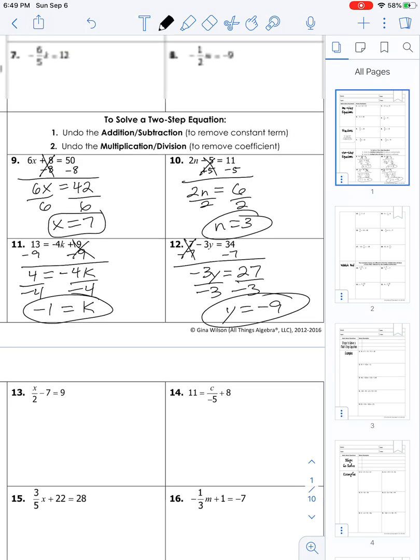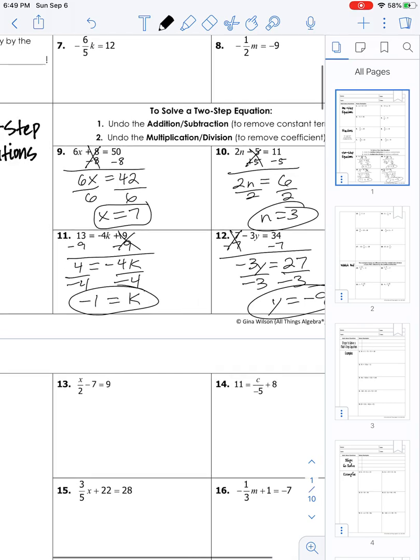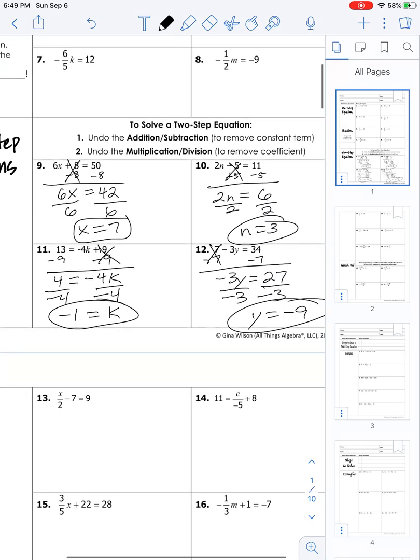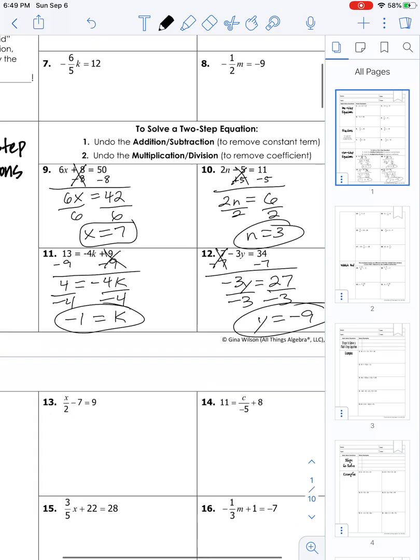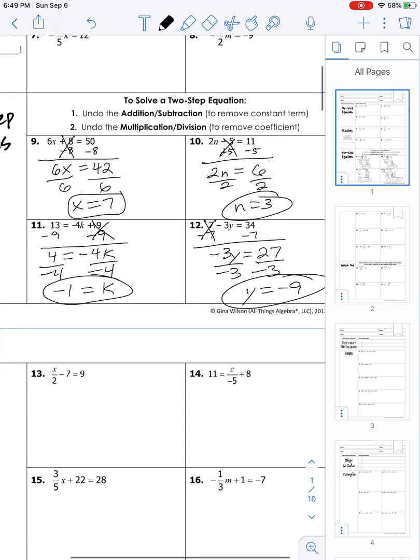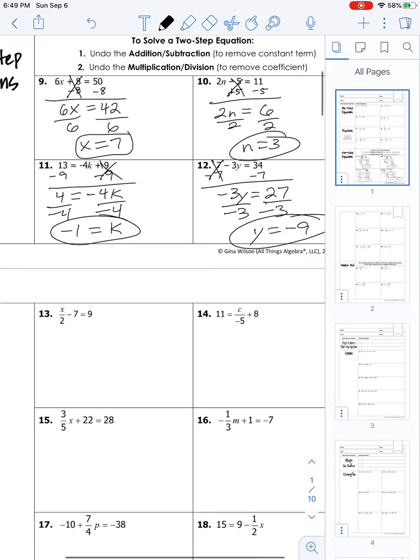Now, on the first 4 examples, if you noticed the last step that I've done on each of these two-step equations has been division. So the second step is normally division on a two-step equation. All right, so let's come down here.